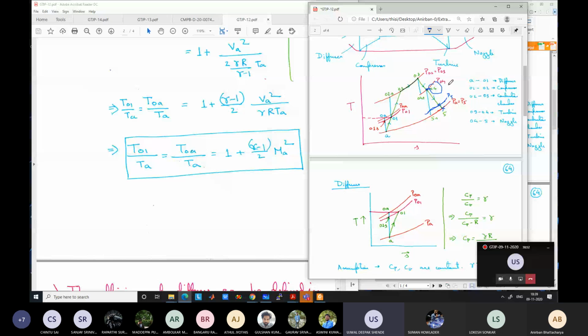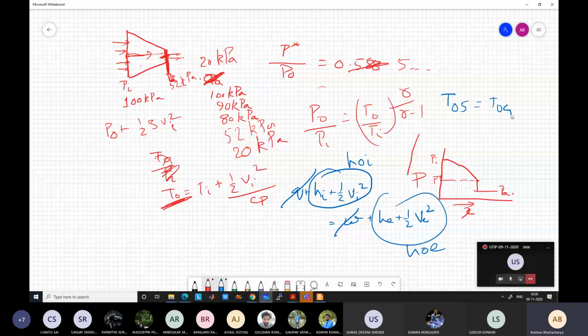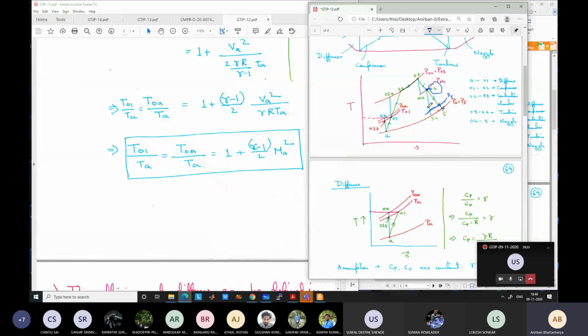Like you have the equation on the left side. What is the equation? We have this equation. Say if I write here, we know that T05 is equal to T04. Stagnation temperature is the same. So T05 by T5, where T5 is the critical temperature, right? If it is choked, this is equal to 1 plus gamma minus 1 by 2 into M square. M is 1, so this is gamma plus 1 by 2. Gamma we know already, gamma of the gas. So from this, we can always find what is T5, right? Static temperature we can find at this point.